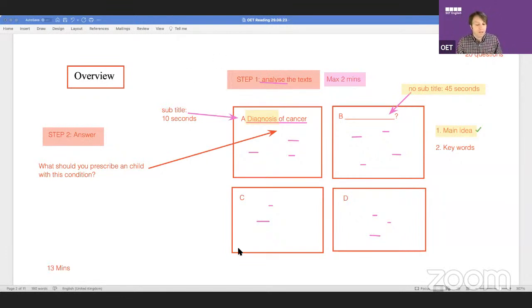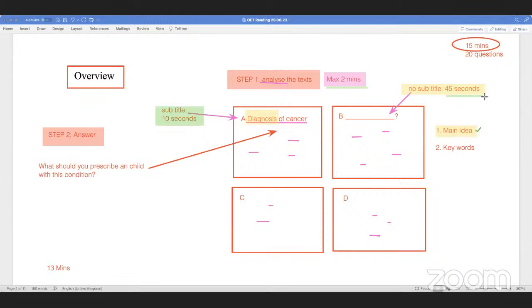But the important thing for you guys to think about here is timing, okay? Is this clear, guys? Maximum 2 minutes, but only 10 seconds on a text if you have a title, 45 seconds if there's no title. Is that clear for everyone here?